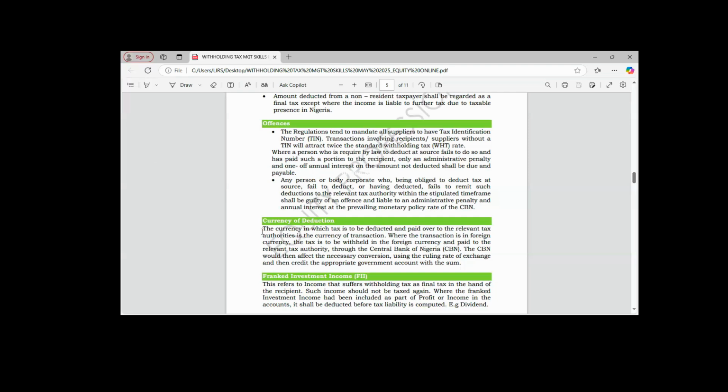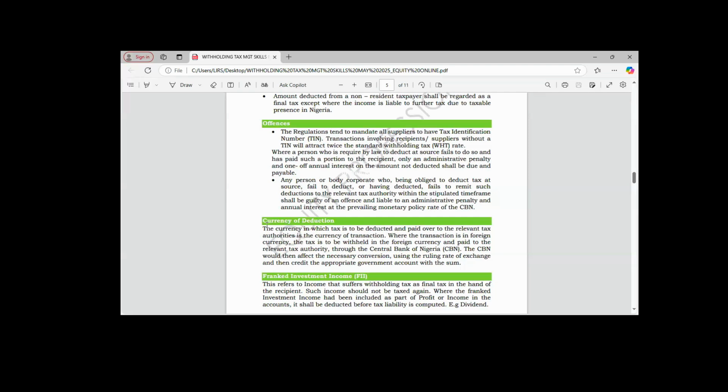Then where the transaction is done in foreign currency, it is expected that you also deduct in that foreign currency and remit. But where the transaction is in foreign currency, the mode of remittance is that you are expected to remit to CBN, because we don't deal in foreign currency. So you are going to remit to CBN. There is an account of CBN that you are going to remit it to.